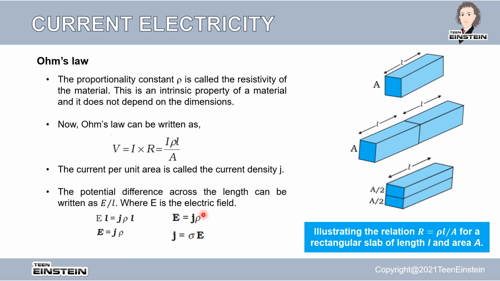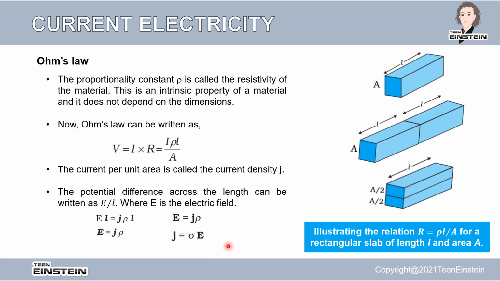So let's look at this equation, E equal to J into rho, and rearrange it. Keep J on the left hand side and bring rho to the right hand side. Now what happens? J becomes E divided by rho. So 1 by rho becomes sigma. Sigma is nothing but the conductivity of the material, which is the inverse of the resistivity. So sigma equal to 1 by rho.